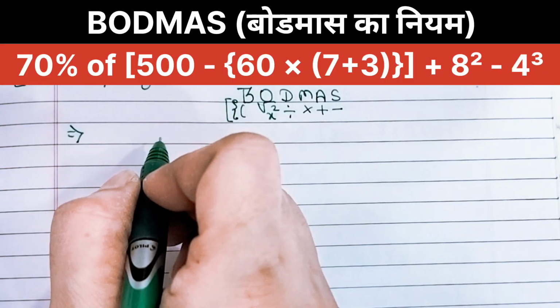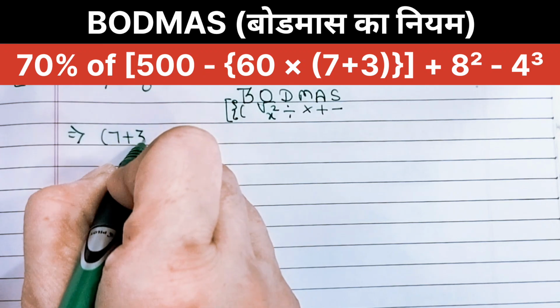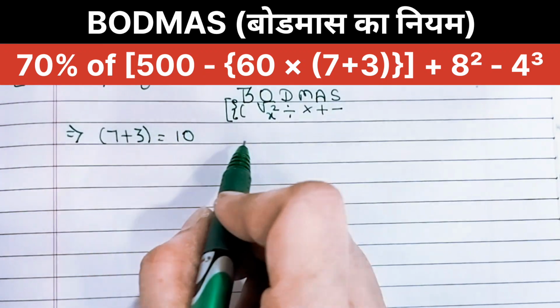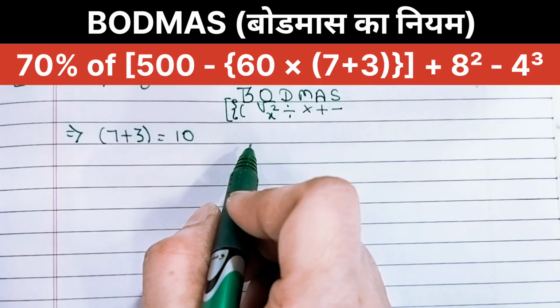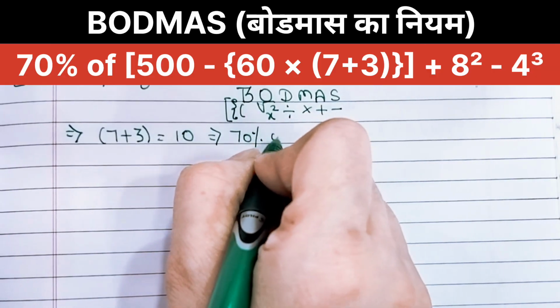First step says simplify the parentheses. Now there is a parenthesis 7 plus 3, and after calculating we'll get 10 as a result. According to this step, brackets have the highest priority in BODMAS and we must start with the innermost set. And now the current expression becomes 70% of.